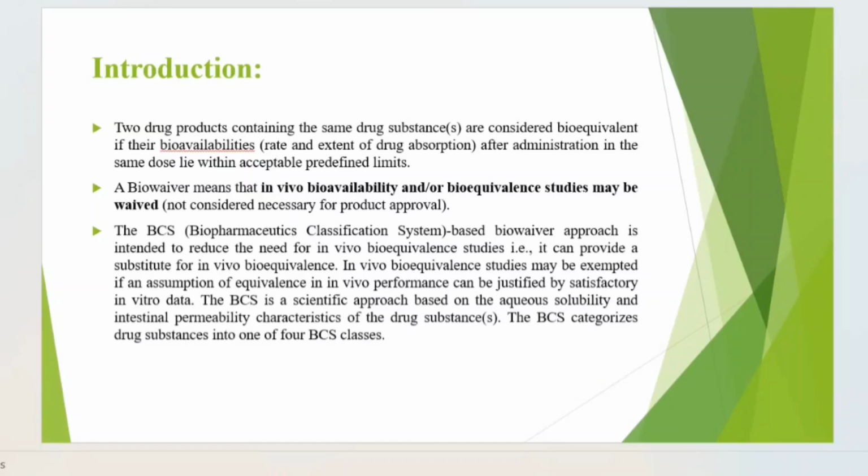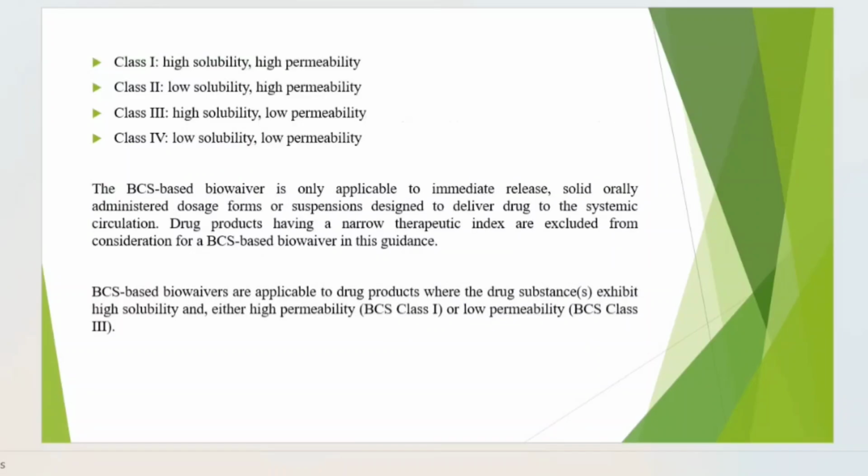The BCS categorizes drug substances into one of four BCS classes. So we will see the classification. There are four classes. Class 1 is high solubility, high permeability. Class 2 is low solubility and high permeability. Class 3 is high solubility, low permeability. And class 4 is low solubility and low permeability. So in this way, the drug substances are classified into 4 classes.